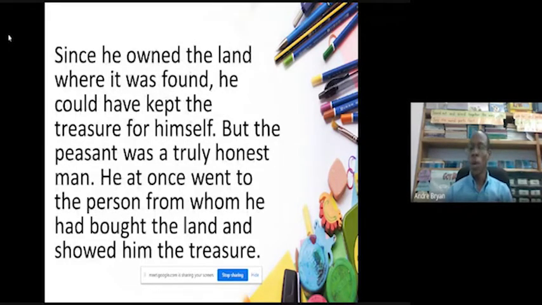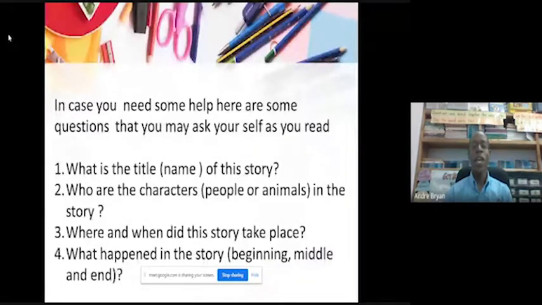Do you remember our questions? In case you have forgotten, here they are again. What is the title or name of the story? Who are the characters, the people or animals in the story? Where and when did this story take place? And what happened in the story, referring to the beginning, middle, and end?